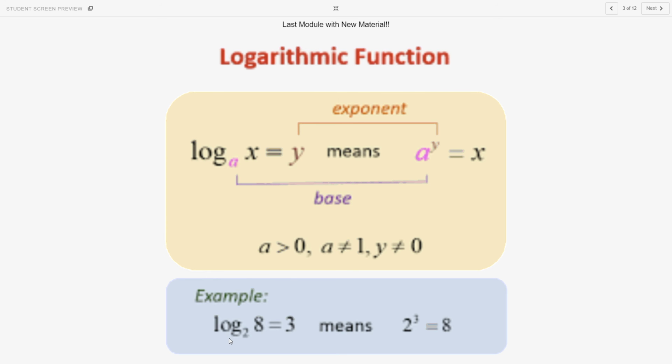Example, log base 2 of 8 equals 3 is the same thing as 2 to the third equals 8. And you want to read that as log base 2 of 8. If you say log 2, 8, nobody's going to know what you're talking about. And you want to make sure that everybody understands you.